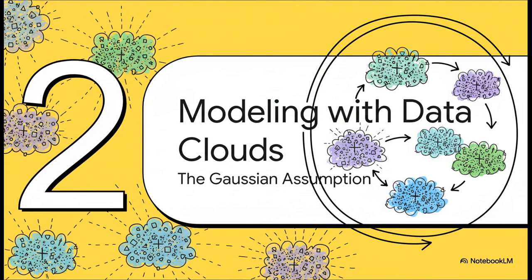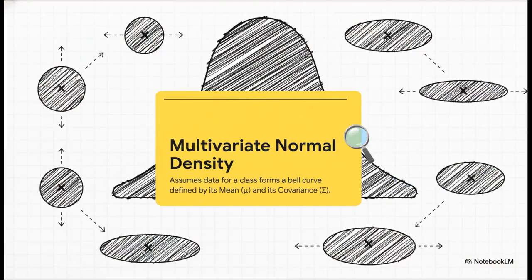Now, to build this whole scoring system, we have to start with a big idea, an assumption about what our data looks like. We're going to assume that if you plotted all the points for, say, all the apples, they'd form a sort of cloud. And more specifically, we assume it's a Gaussian cloud. That's just a fancy term for a bell curve, but in more than one dimension.